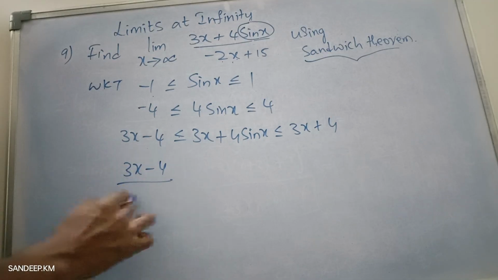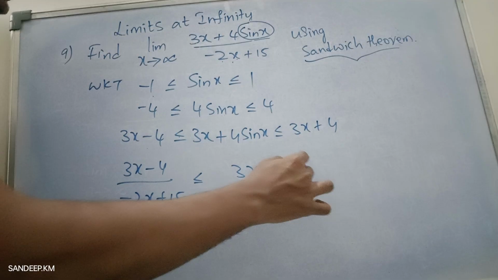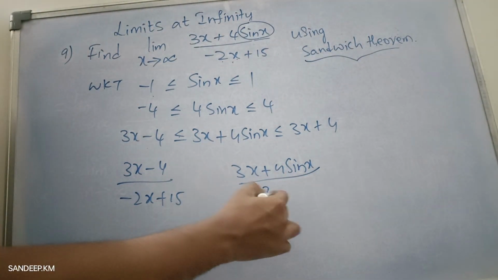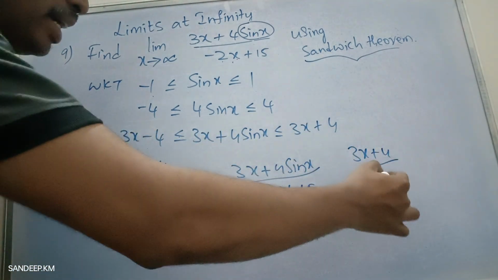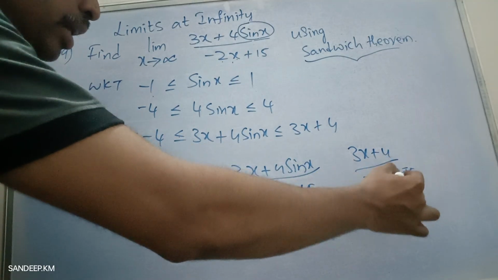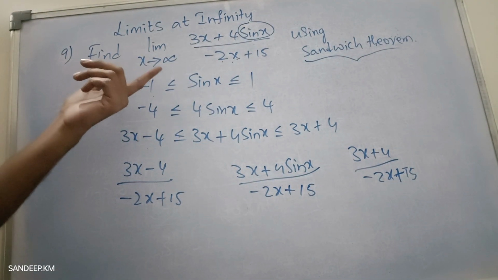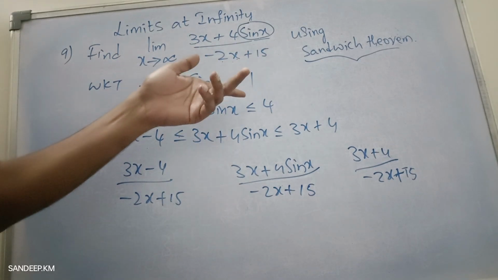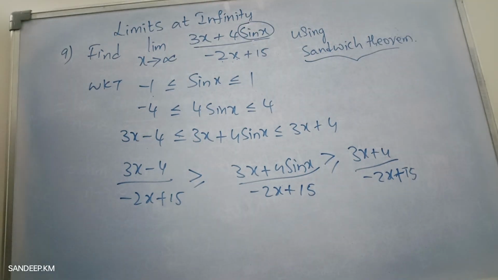3x minus 4 divided by minus 2x plus 15, less than or equal to 3x plus 4 sin x divided by, I'm sorry, it is not less than or equal to. I have divided with minus 2x plus 15 in all 3 places. And as I told just now, minus 2x plus 15 is a negative number. Why? I just now explained. x is approaching infinity, minus 2x is approaching minus infinity, plus 15 is minus infinity. You are dividing with a negative number, so the inequality will change.